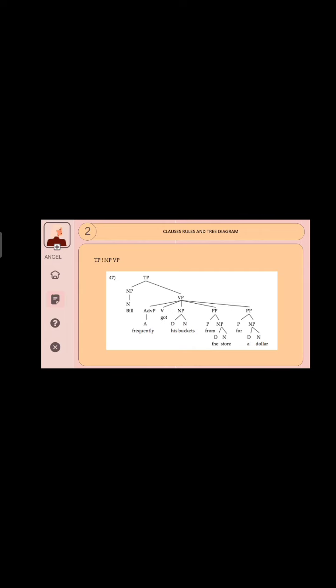And now that we already have knowledge about what a clause is, we can proceed to the main topic, which is the tree diagram for clauses and also the rules of it. It consists of the structure of sentences, like a sentence that has a subject, a noun phrase, and a verb phrase. First example, we have the rule TP, which stands for tense phrase. So TP, noun phrase, and verb phrase.